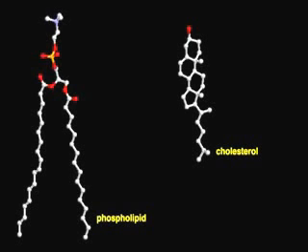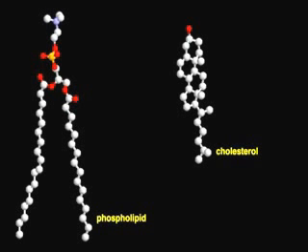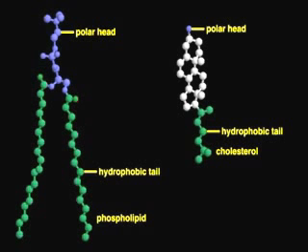Cholesterol is another lipid component of most cell membranes. It has a hydroxyl group, a tiny polar head group, so to speak, attached to a rigid hydrophobic tail. Cholesterol can fill gaps between phospholipids and thus stabilizes the bilayer.